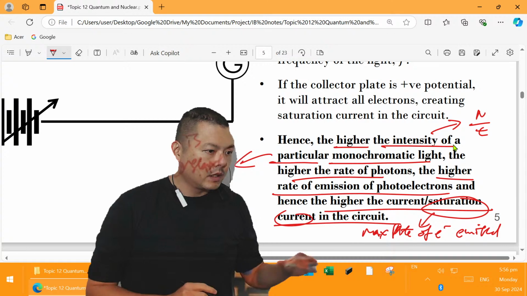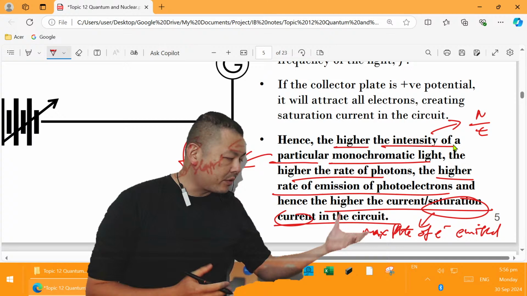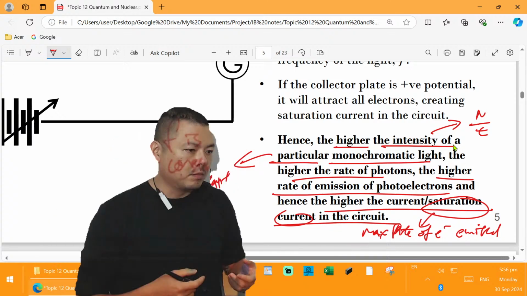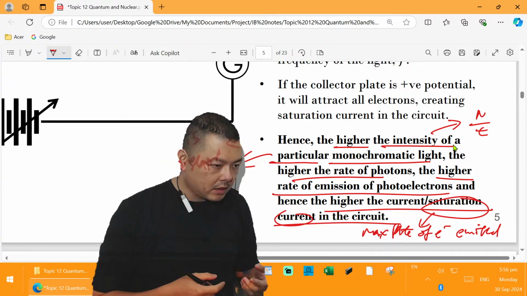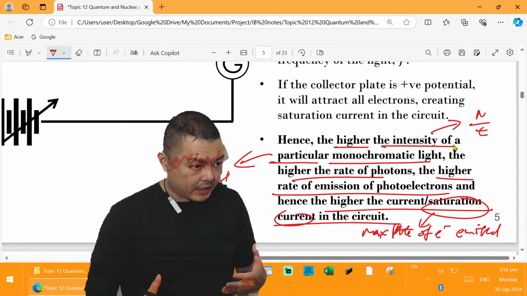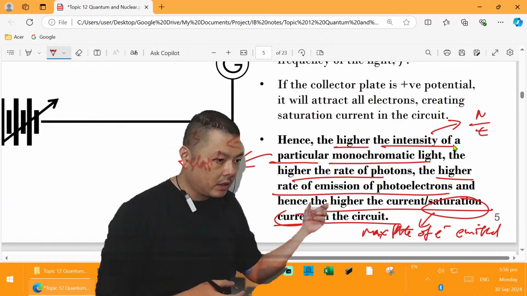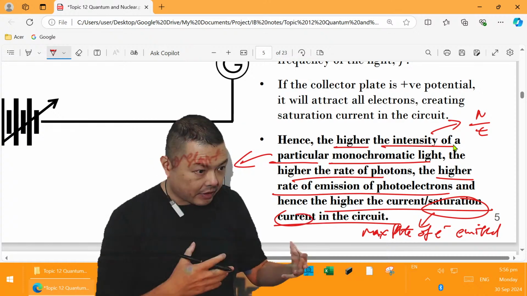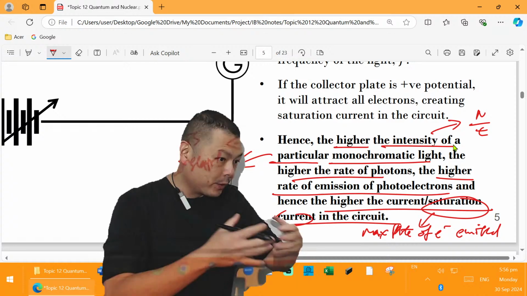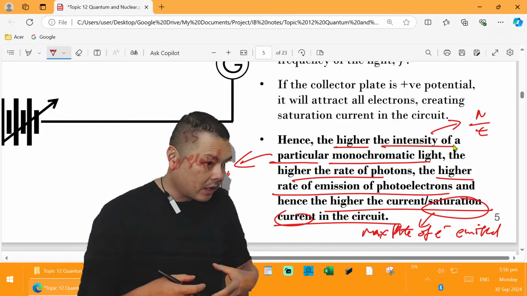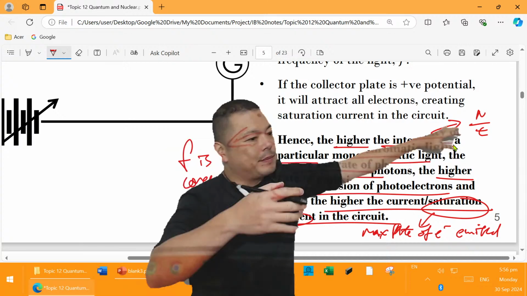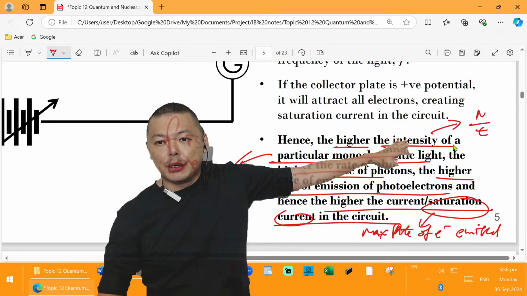How do you change the max rate of electrons? Work backwards. You need more what? You need more photons per unit time. You need a higher rate of photons. But am I changing the color of it? I'm not changing it. So I increase the rate of photons. When you increase the rate of photons, it means that you're increasing the intensity. I get that.